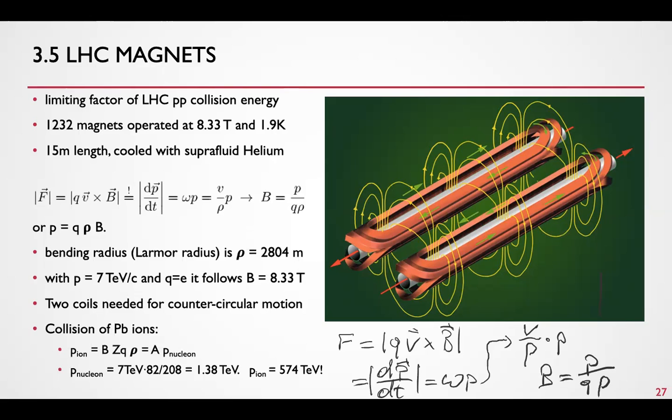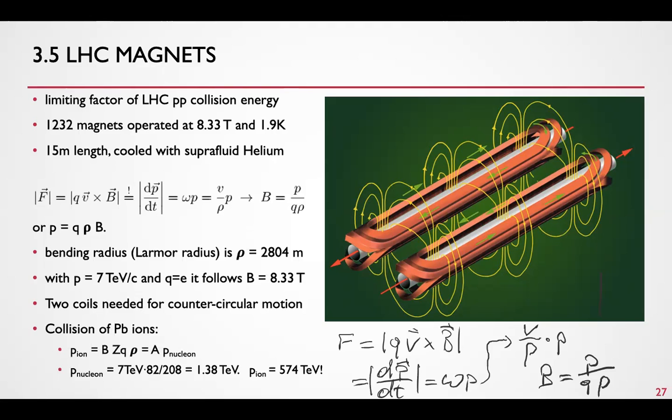It's almost circular, but not completely, because we need straight sections for the experiments. We need other straight sections for the radio frequency cavities. These cannot be on a curved path, so they must be straight. So we lose a little bit of our effective radius. If you divide the 27 kilometers by 2 pi, you end up with a slightly larger radius. So the effective bending radius is 2,800 meters.